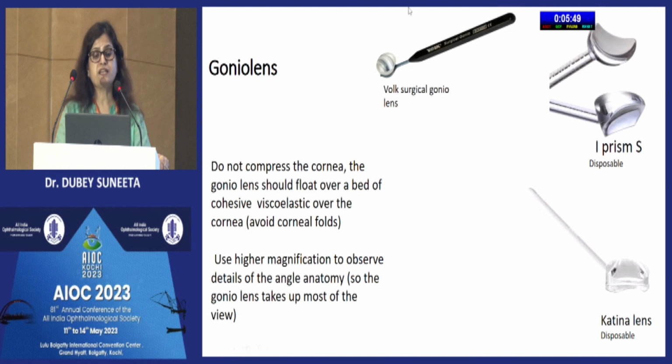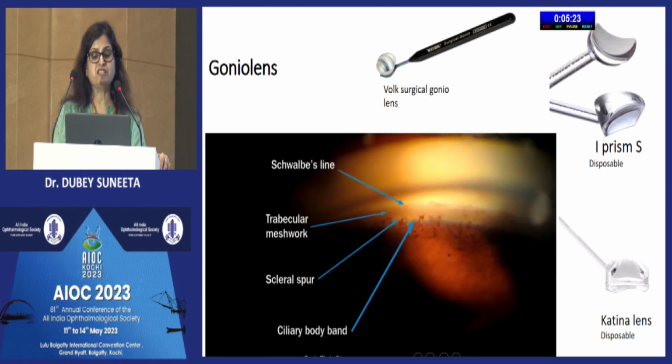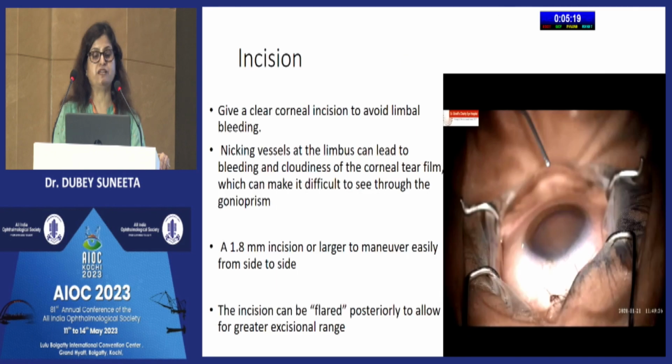You can use any of these lenses, which are the Gonio Vogue surgical lenses, Ocular prism, or disposable lenses. However, take care that you do not compress the cornea. The gonio lens should keep floating over a bed of cohesive viscoelastic over the cornea. This will avoid corneal folds and improve visibility. Use high magnification to observe all the structures clearly, as I said, an en-face view of the angle.